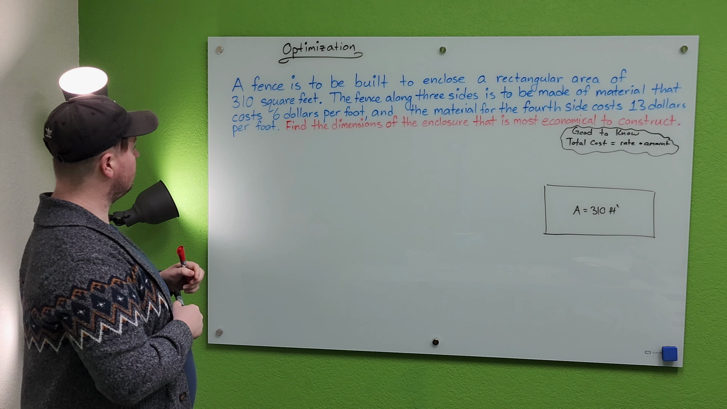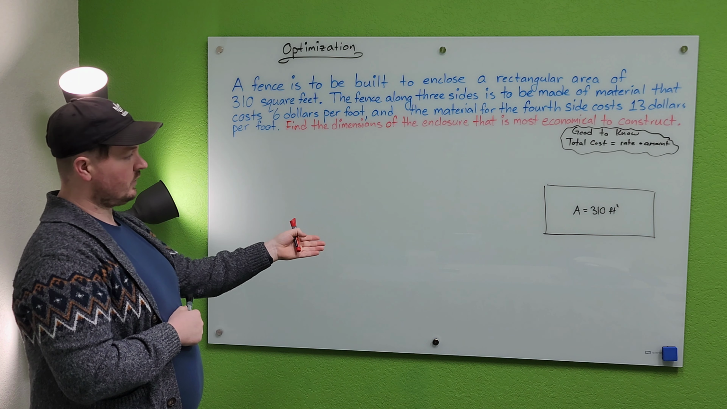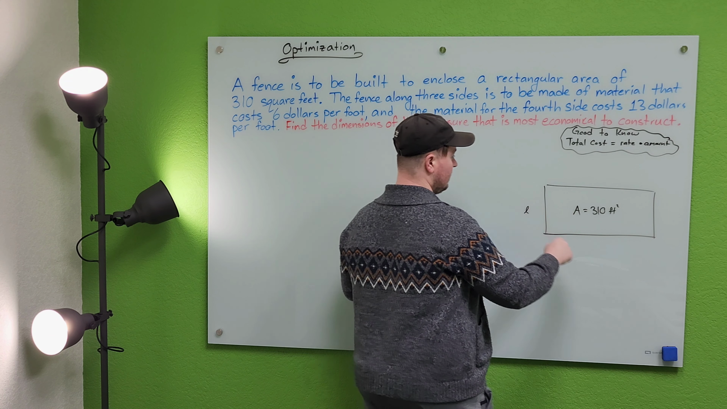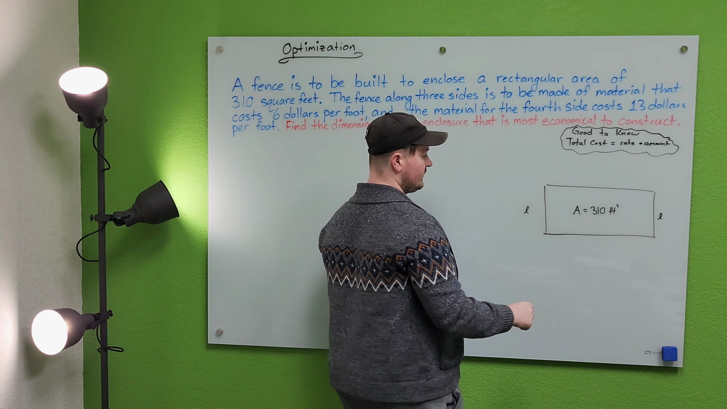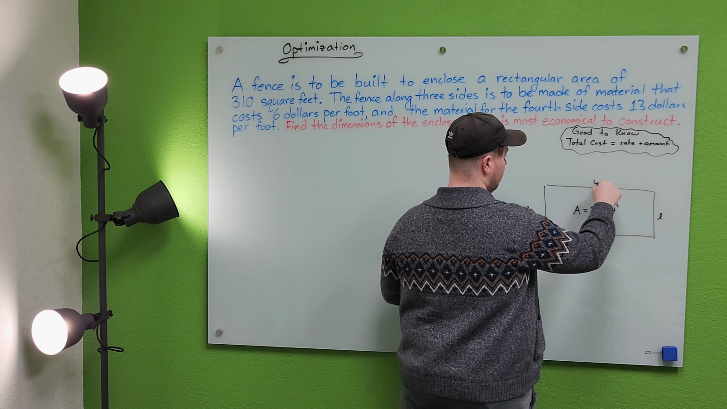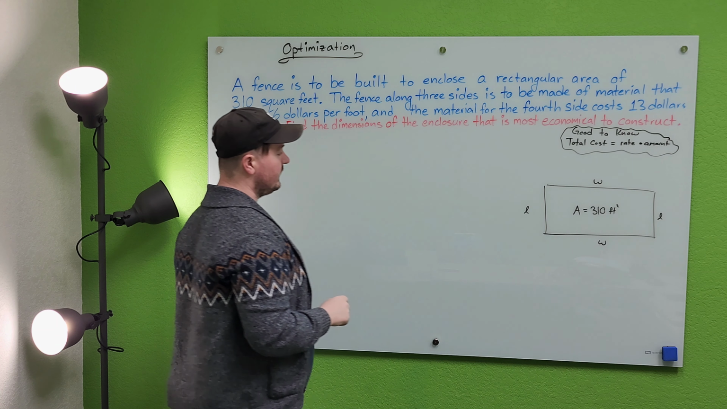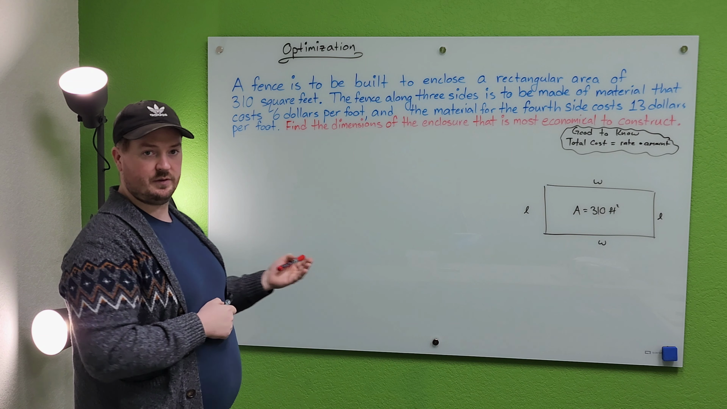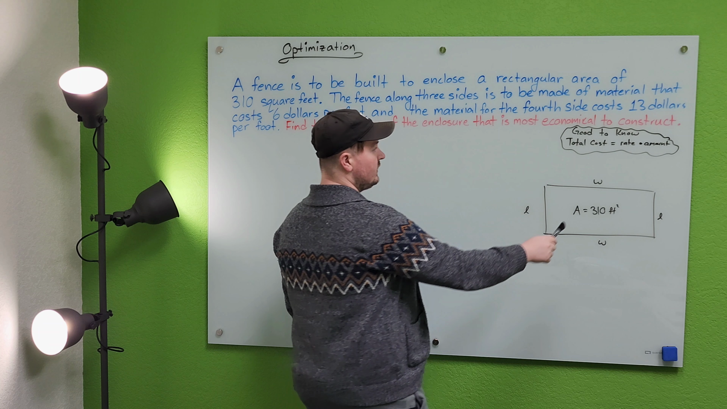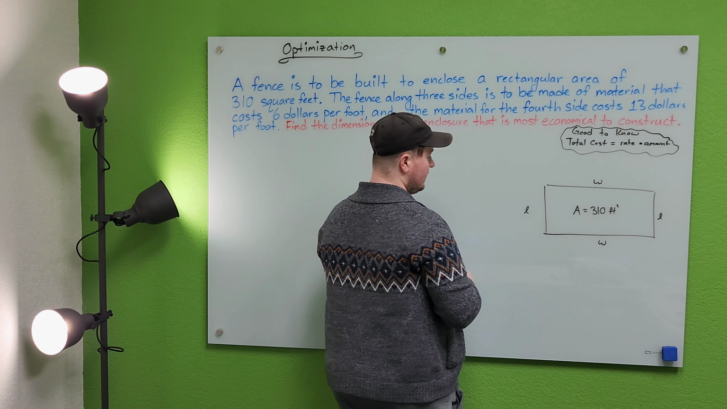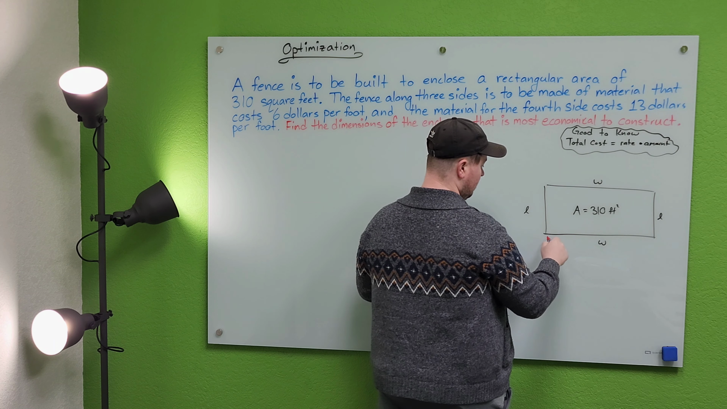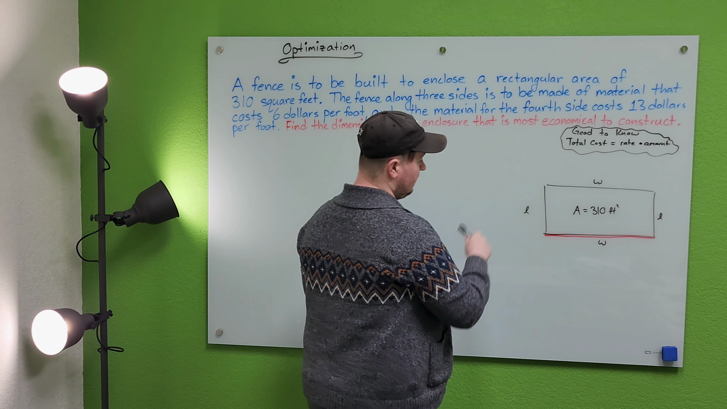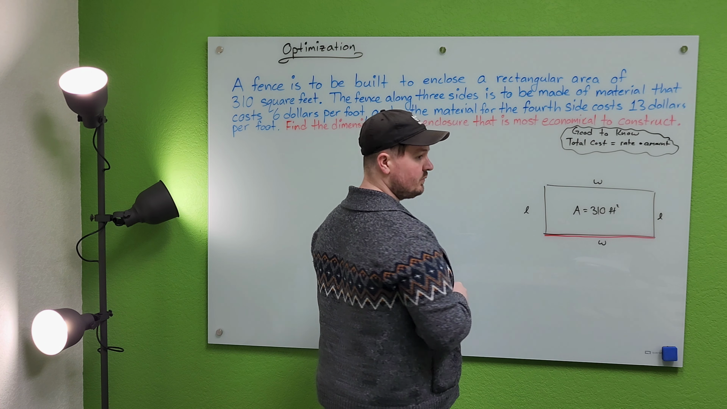Now, two of the sides are going to have one dimension. So let's say this is length and this is length. The other two sides will have the same dimension, width and width. Now we know three of the sides are going to cost $6 per foot for the material. So using rate times amount, let's say that this bottom side is the fourth side, which is slightly more expensive.